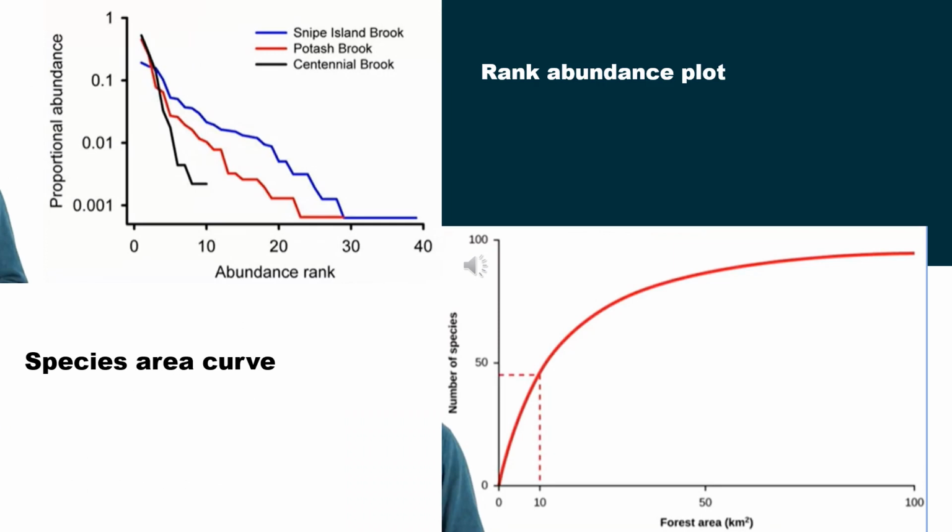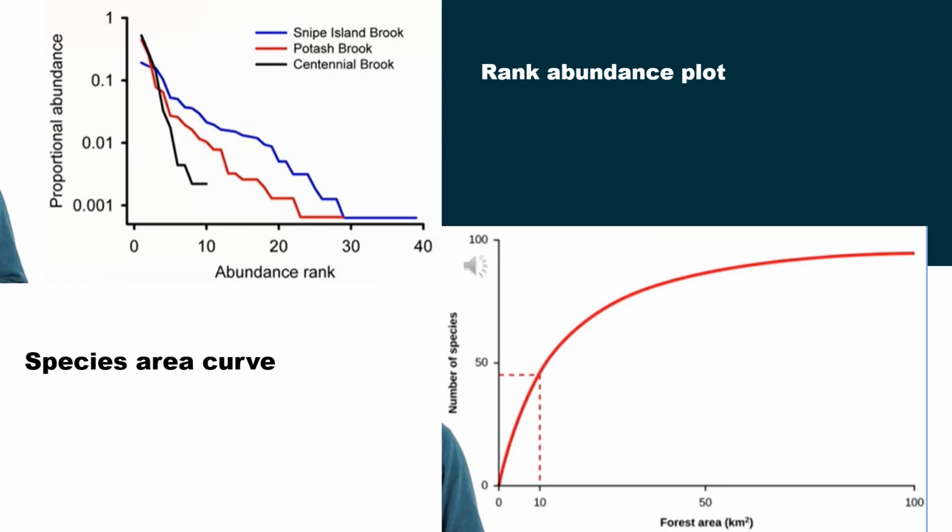Another way to show biodiversity data is the rank abundance plot. The rank abundance plot is a plot that shows the abundance rank of species, and on the ordinate the proportional abundance of species. And this is another way to compare different samples.